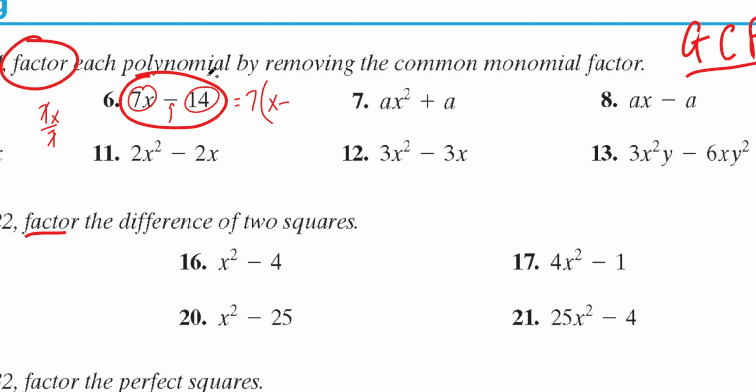Again, what are we doing? When I say factor it out, what are we doing? We're dividing it by that greatest common factor. So 14 divided by 7 is 2. And there you go. You just factored your first homework problem.